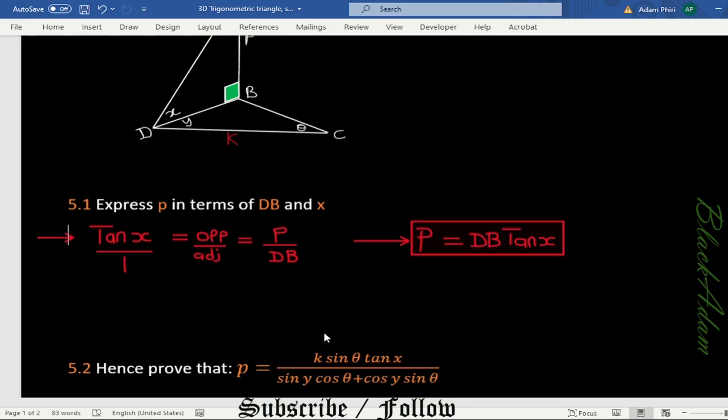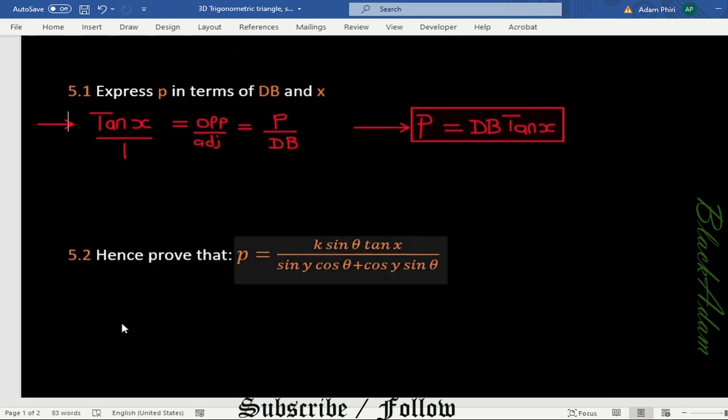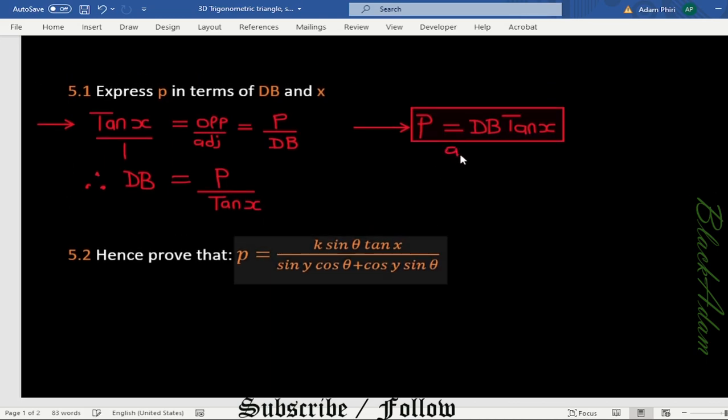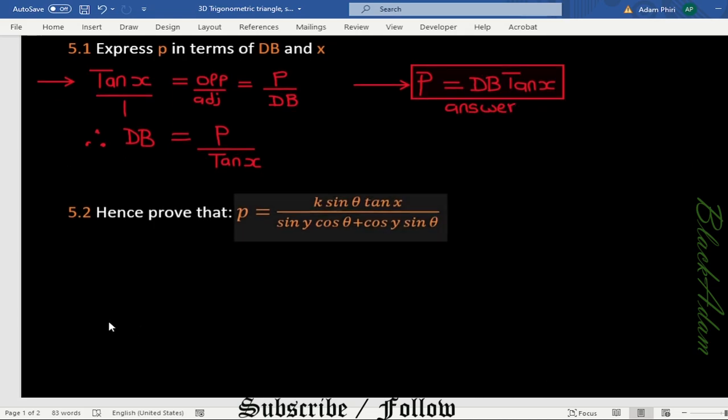And the other thing is that we know that we will need to use the common part, so we need to solve also for dB. So therefore dB is going to be P over tan X. So we will need to use that later in the future, as we are required to simplify or prove that on problem 5.2. That's our answer for 5.1. And then next we need to move on to 5.2.